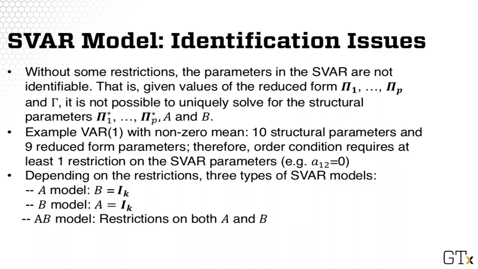Different restrictions can be placed on A or on B. By imposing B to be an identity matrix, we have an A model. We can have restrictions on the A matrix by assuming that it is an identity matrix, having a B model. Or we need to impose restrictions on both A and B when we allow for an A-B model.